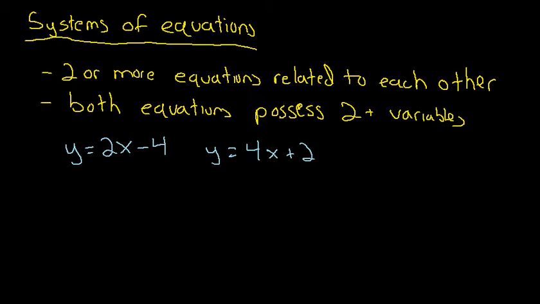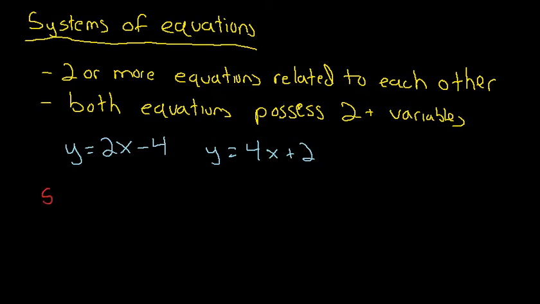These are two separate equations, and we're trying to figure out where they meet, where they intersect. So these could be two lines. Notice y equals 2x minus 4 is in y equals mx plus b form, a line with a slope of 2 and a y-intercept of negative 4. y equals 4x plus 2 is a line with a slope of 4 and a y-intercept of 2. So both of these equations must contain two or more variables, and we can see that these both contain x's and y's. There are two different ways of solving these.